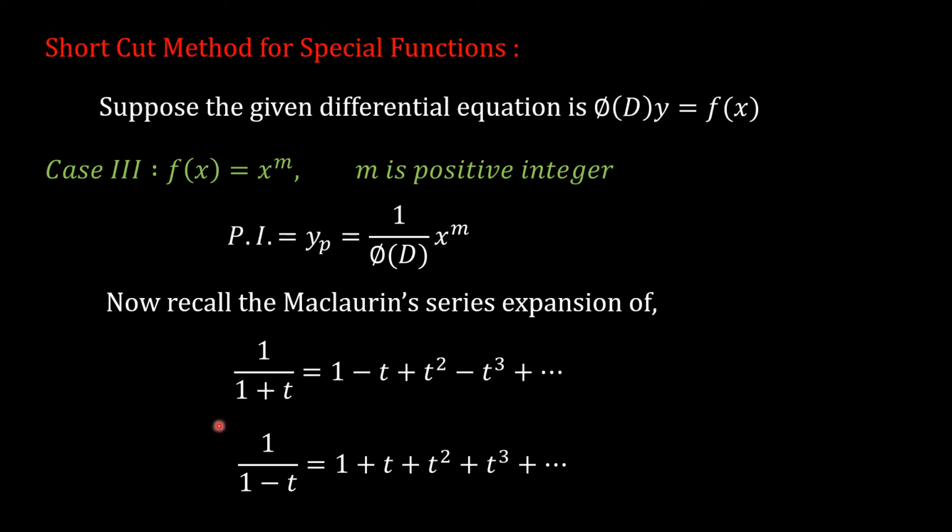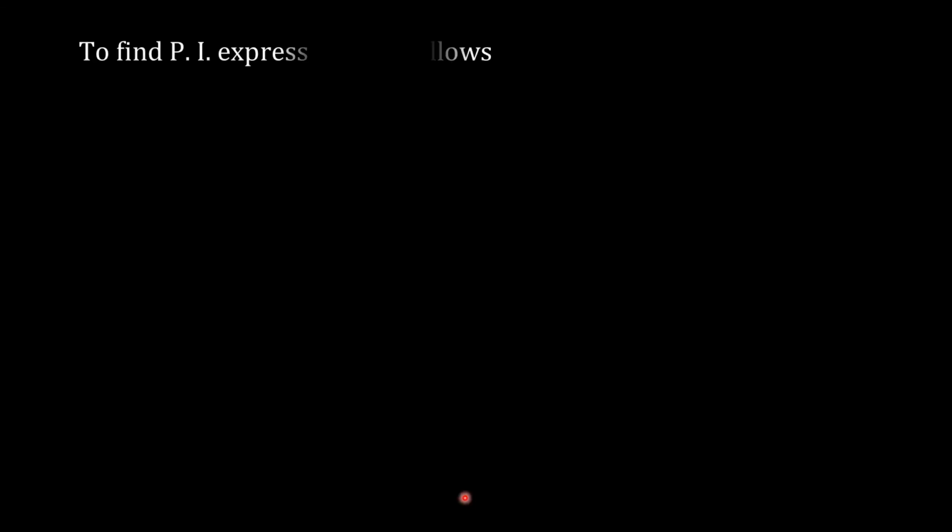The important thing that we have to keep in mind in this case is that in whatever term we have written as 1 upon 1 plus t, the constant term must be 1 only. It must be there, and only then will we be able to use this expression. Now we'll come to our term 1 upon phi of d. We want to express this phi of d in the same form as either 1 upon 1 plus t or 1 upon 1 minus t.